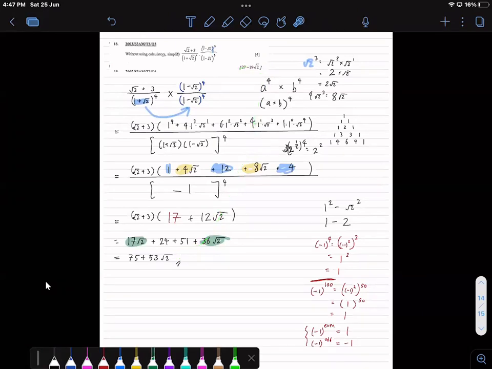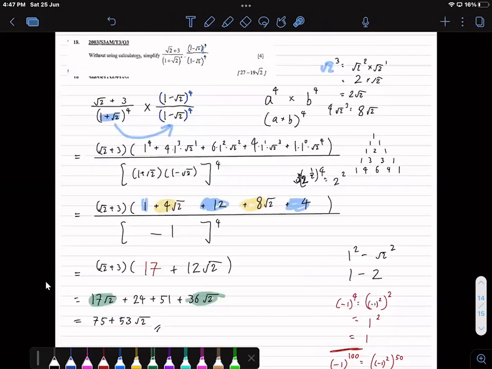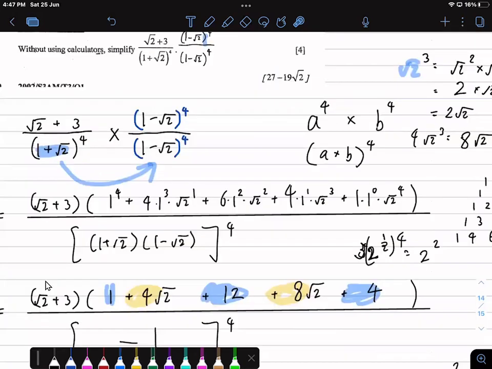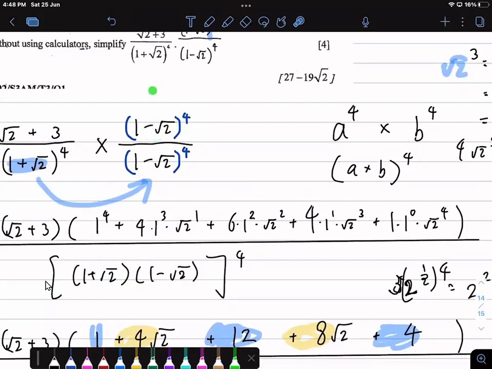Let me see. I made a mistake somewhere. What could it be? Where could the mistake be? I see it already. Yes. Sorry. Here, whenever you got binomial expansion, there's a minus in front. You have to rewrite as what? 1 plus negative root 2. Then you power 4. So A is 1 and B is negative root 2. Here I assume my B is a root 2, which is wrong.